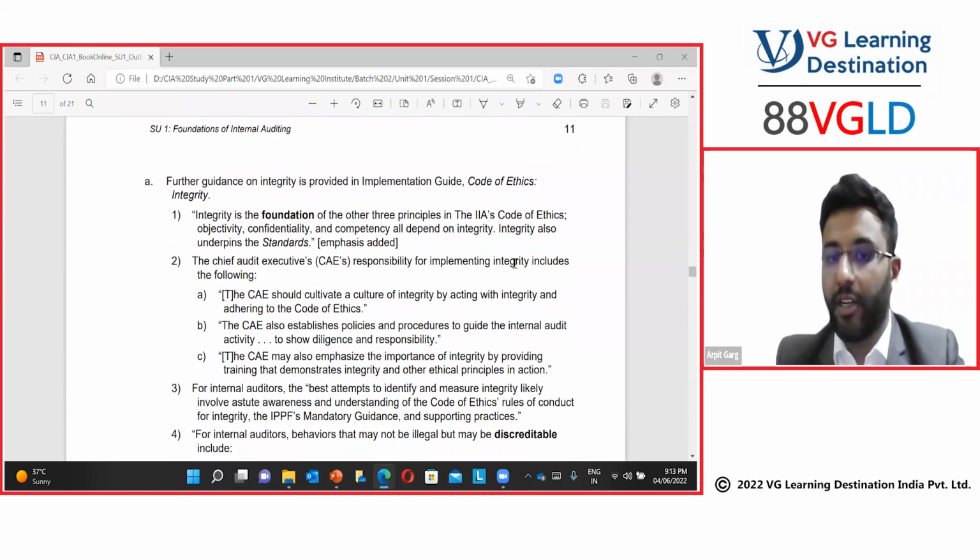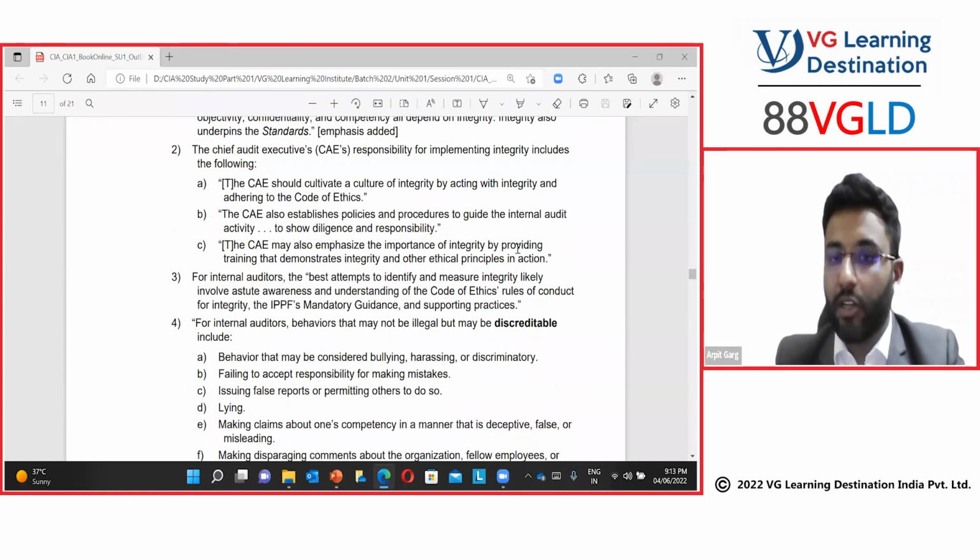The CAE's responsibility for implementing integrity includes the following. The CAE should cultivate a culture of integrity by acting with integrity and adhering to the code of ethics himself or herself. The CAE should also establish policies and procedures to guide the internal audit activities to show diligence and responsibility. The CAE may also emphasize the importance of integrity by providing training that demonstrates integrity and other ethical principles in action. For internal auditors, the best attempts to identify and measure integrity likely involve attitude, awareness, and understanding of the code of ethics, rules of conduct for integrity, the IPPF mandatory guidance, and the supporting practices.